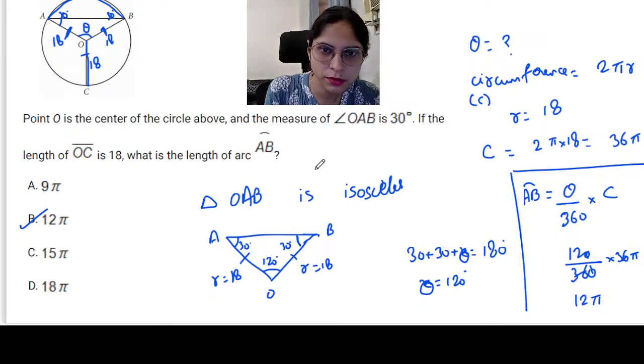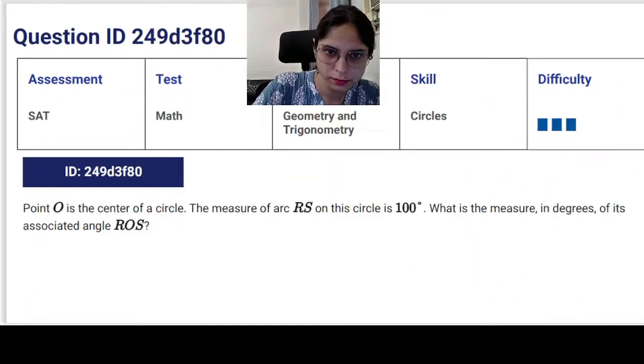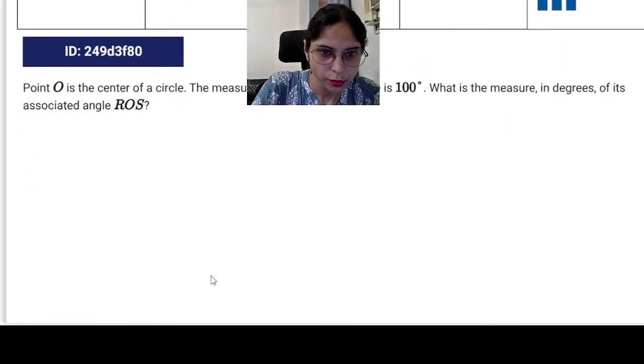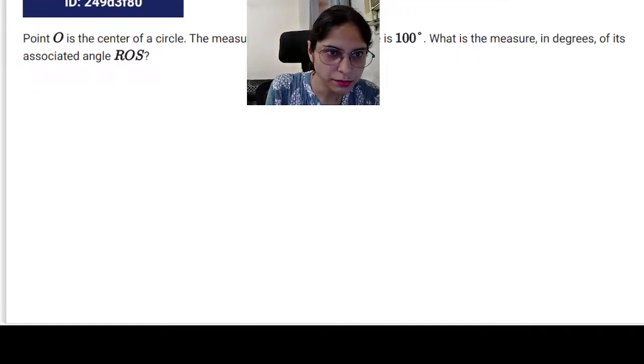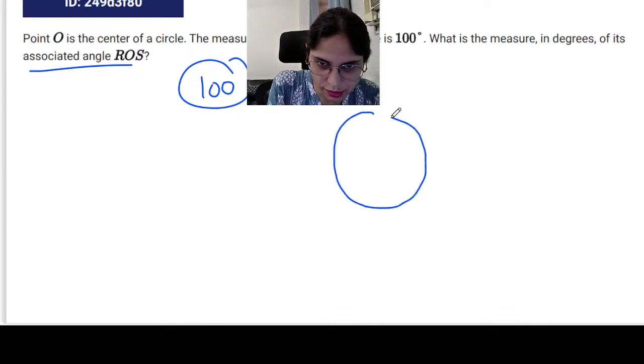Next one is question number 8. Point O is the center of circle. Measure of arc RS on the circle is 100 degrees. What is the measure of its associated angle ROS? Associated angle is also 100 degrees. So this is your circle. This is the center. This is R. This is S.